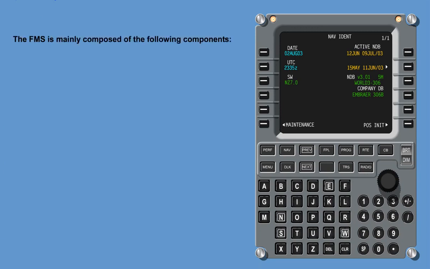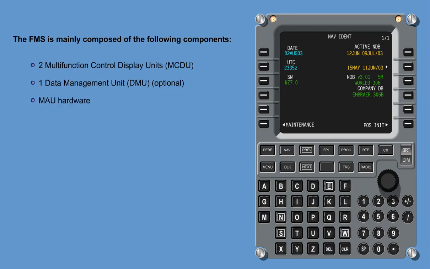The FMS is mainly composed of the following components: 2 multifunction control display units, 1 data management unit, optional, MAU hardware, 2 processor modules with FMS software, 1 database module.